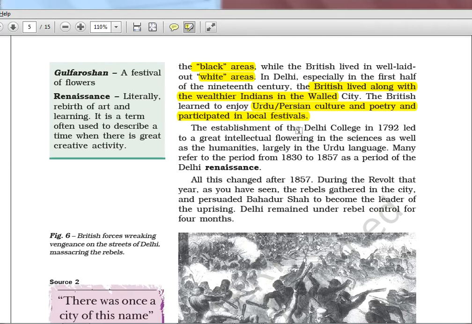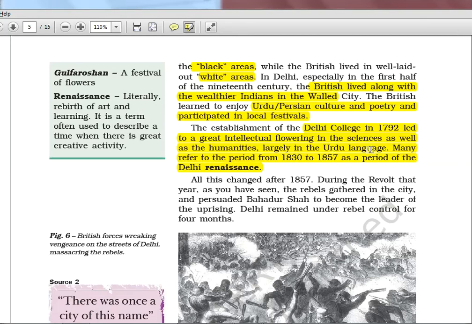The establishment of the Delhi College in 1792 led to a great intellectual flowering in the sciences as well as the humanities, largely in the Urdu language. Many refer to the period from 1830 to 1857 as a period of the Delhi Renaissance. Renaissance is when innovation happens, when science and technology develop, a rebirth kind of thing. So 1830 to 1857 is the time when the sciences, humanities, Urdu language and poetry flourished, because Delhi College was also set up there in 1792.